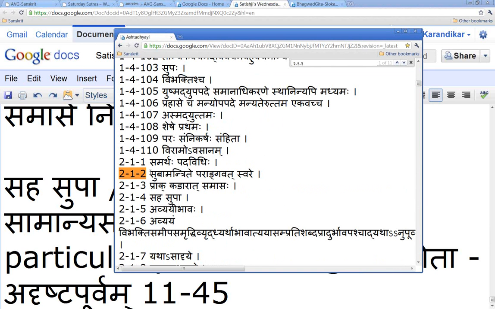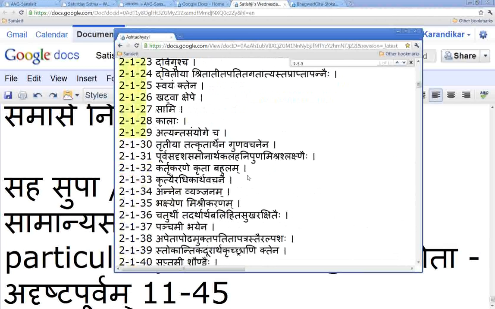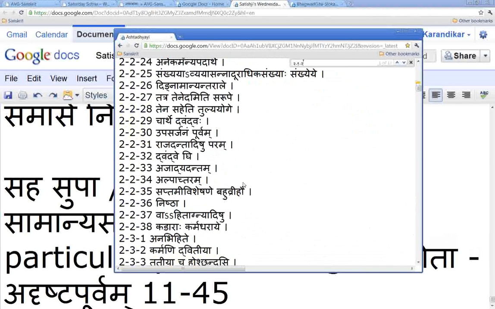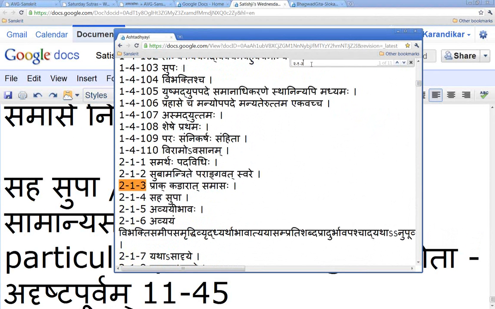But Sup is Anuvritti coming down. Then of course starts the Adhikaraha, Prakadarat Samasaha. So the Samasa Adhikaraha goes to the end of 2.2, which is Kadara Karmadharaye. So that 2.1.3 is only setting the Adhikaraha, the boundary of the Adhikara, where it goes to.